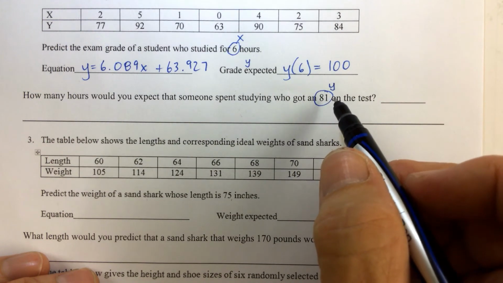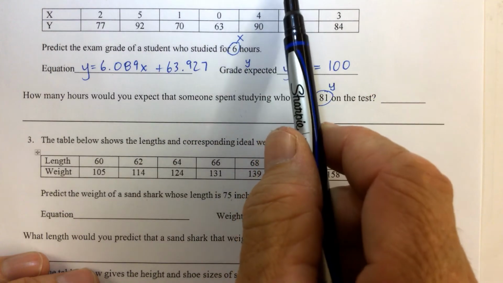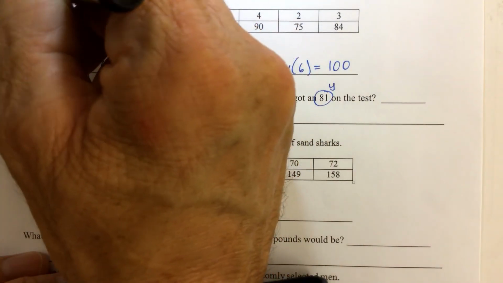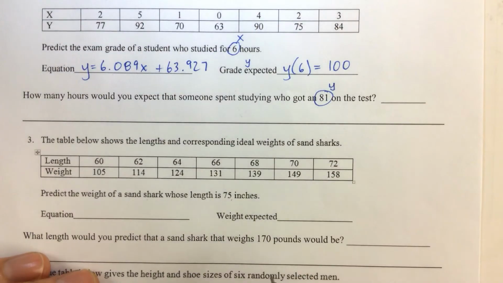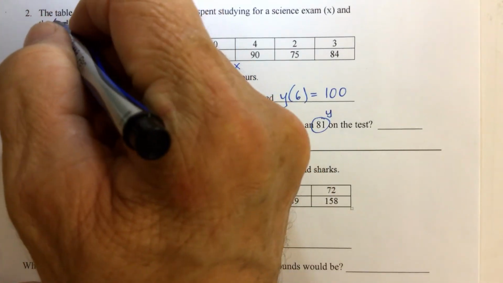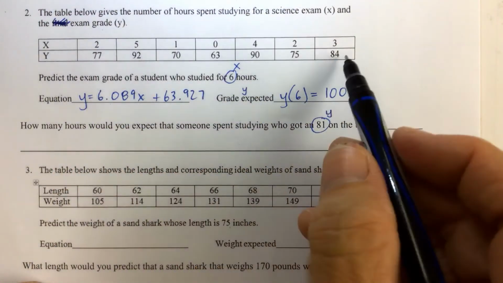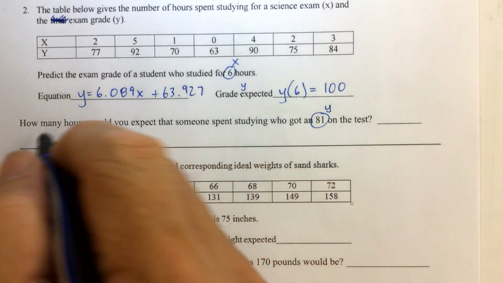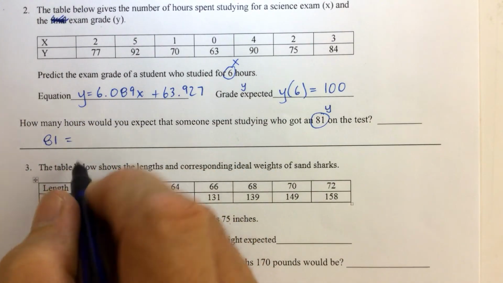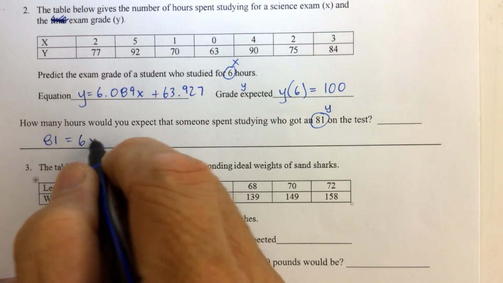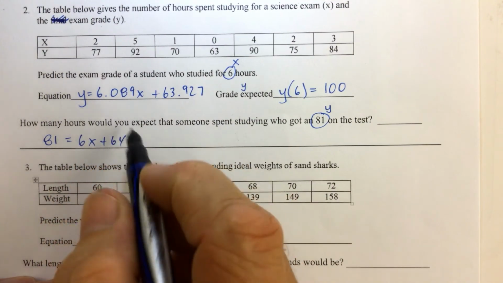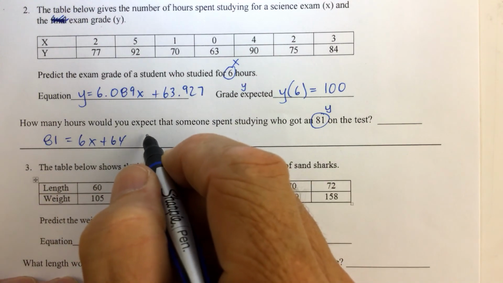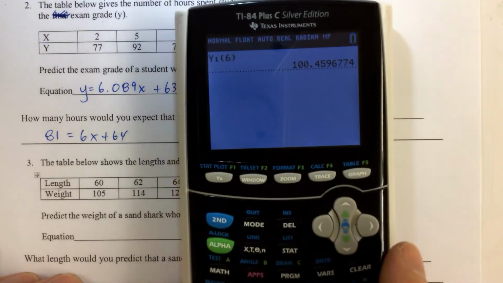I just realized you wouldn't have 7 science exams and their final exam grade. I would think it's just an exam grade. So if that was kind of bothering you, just notice that. There are 7 exams; you're not going to have 7 final exams. Anyway, when you let y equal 81, you're going to write that down: 81 equals 6x plus 64. We're going to round these numbers because I don't want to have to rewrite them. And on the calculator, this is how we solve it.